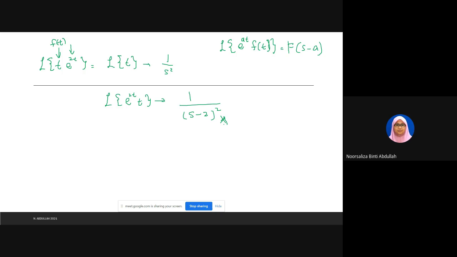The same, right? Okay, the last method is you use the definition. You have to do the integration and everything. The last method is t e^(2t) equals the integration from 0 to infinity of t e^(2t) dt. Then you have to do the tabular integration.